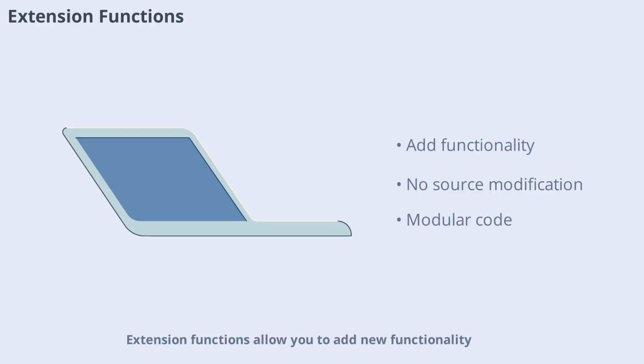Extension functions allow you to add new functionality to existing classes without modifying their source code. Interviewers may ask you to implement an extension function and discuss its benefits. This feature is widely used in Kotlin to write cleaner and more modular code.